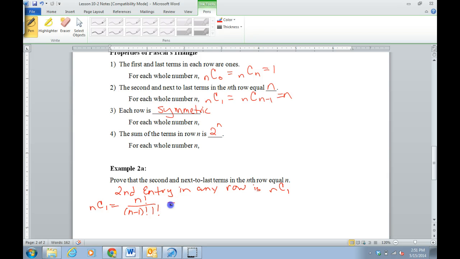Okay. So if I were to write this out, I can keep writing out n times n minus 1 times n minus 2 and so on, right? But for "and so on" I'm going to use the factorial. So I have that on top now, and then I have n minus 1 on the bottom, and then I have 1. Notice what I can cancel out: the n minus 1 factorial. So I am left with just n over 1 factorial, which is n. So I just proved that the second term in every row is n.